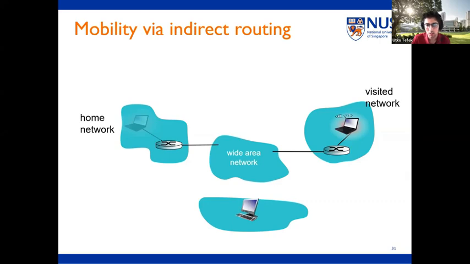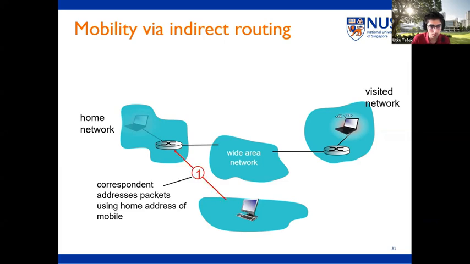So in the last lecture, we discussed indirect routing, right? So how does the correspondent send its packets, send the datagrams to the mobile in a visited network, in a network different than its home network? What happens is that the whole thing is transparent to the correspondent.